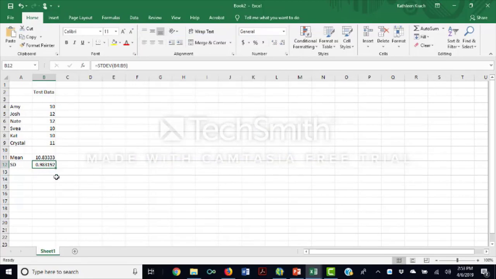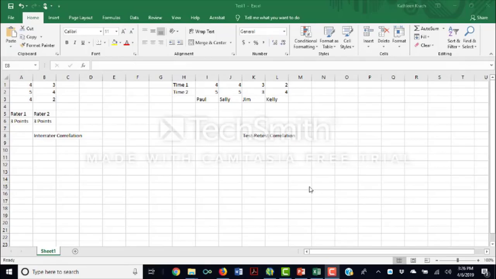So if this was some sort of observation or whatever, we have the mean and standard deviation. You're going to need to know how to do means and standard deviations for effect size reporting as well. So this is the first step in doing that.